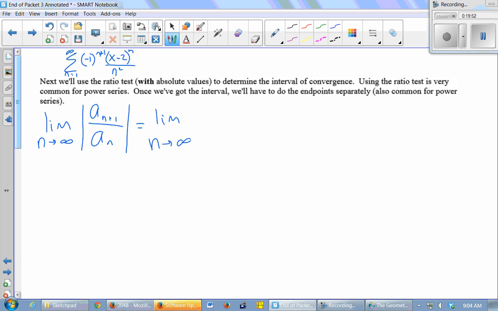So this says (x minus 2) to the n plus 1 over (n plus 1) squared, all over (x minus 2) to the n, all over n squared. So it's the n plus first term over the nth term. Okay, and I dropped the -1 piece of it because I'm going to take the absolute value of all that.